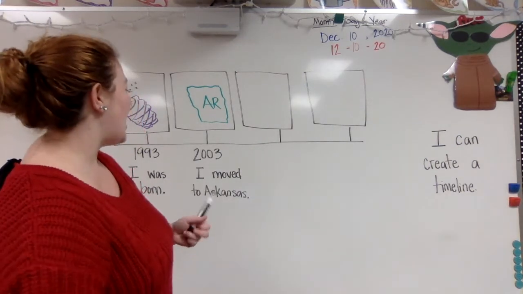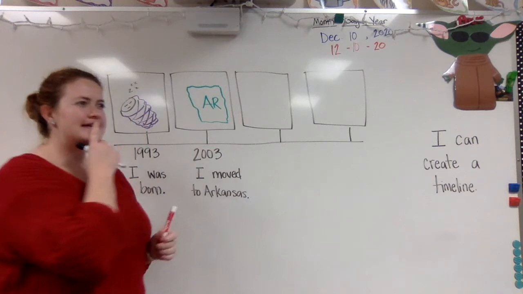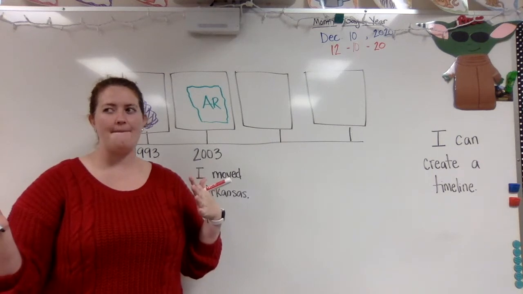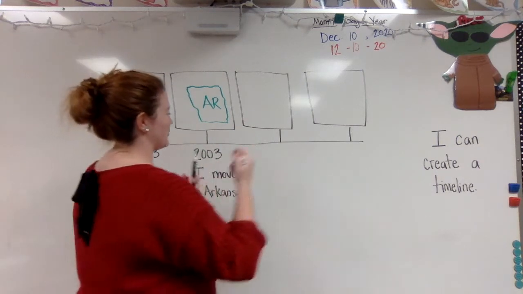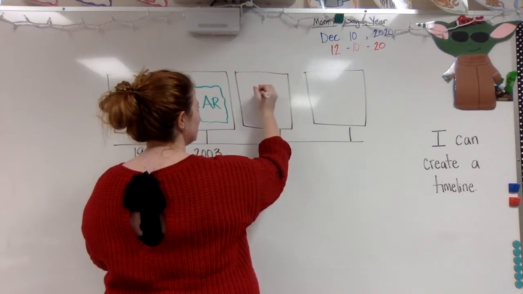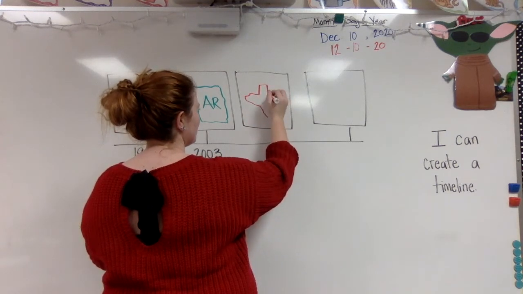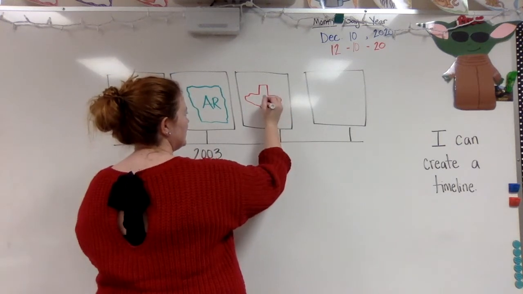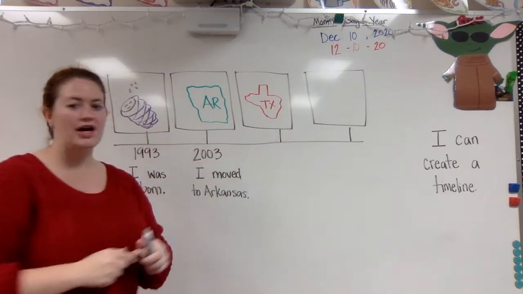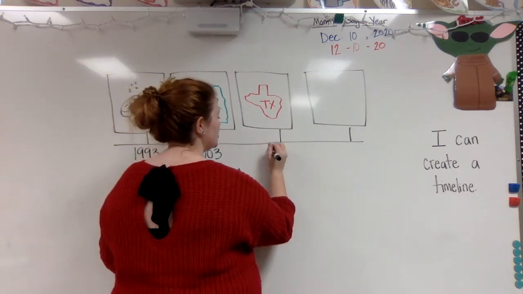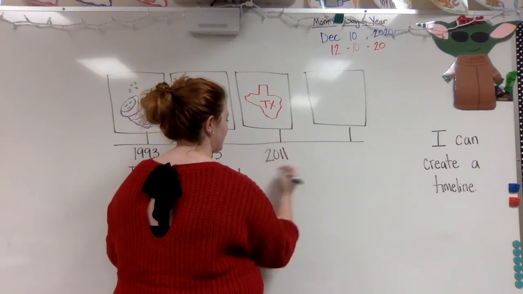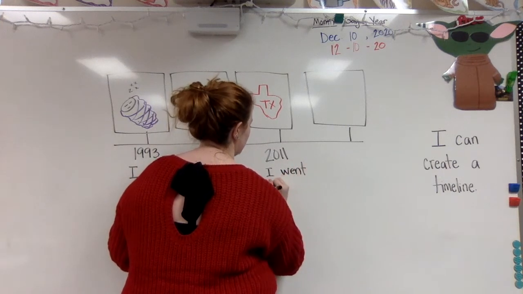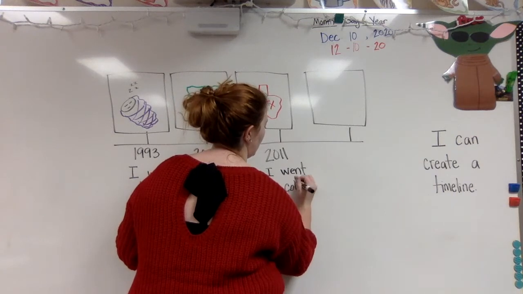So I'm going to add that to my timeline. Now, I went to school in Texas, so that means I also moved to Texas. So I'm going to draw Texas for my picture. It kind of looks like this, I think. Miss Lime should probably really learn what Texas looks like. But I think it's kind of like that. And we'll put a TX for Texas. And I'm going to say 2011, I went to college.